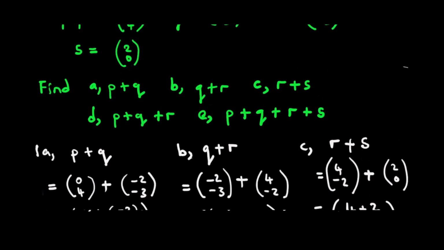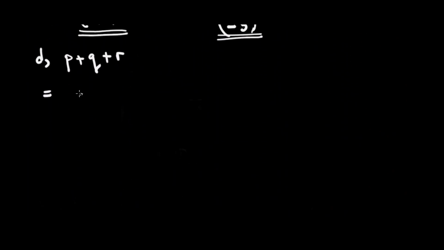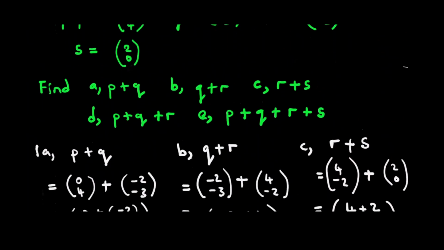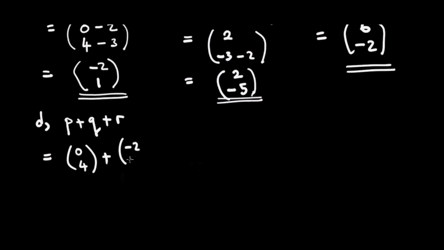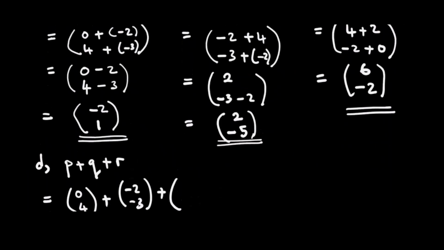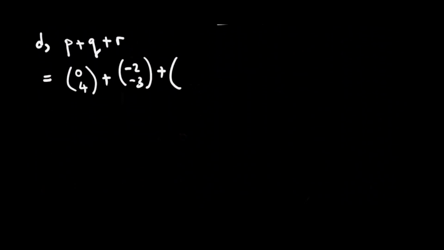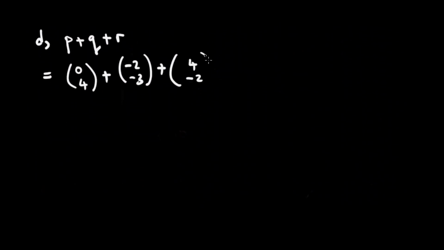Of which ngatitarisei kuti P ndiani? P ndi (0, 4). So we have (0, 4) but that plus for Q ndiani? Q ndi (-2, -3) plus for R ndiani? R ndi (4, -2).